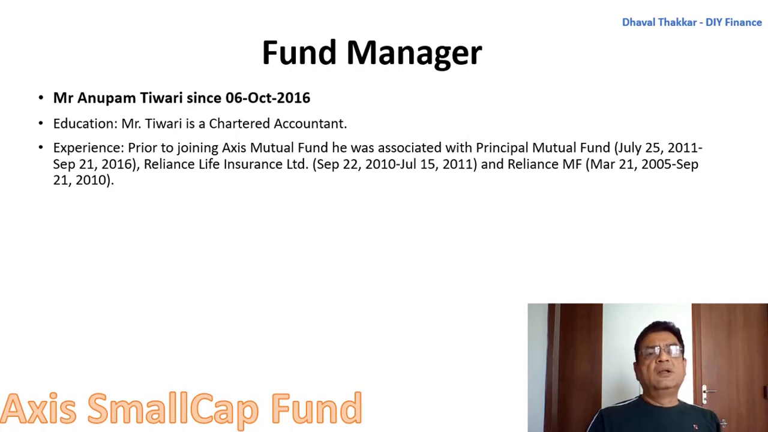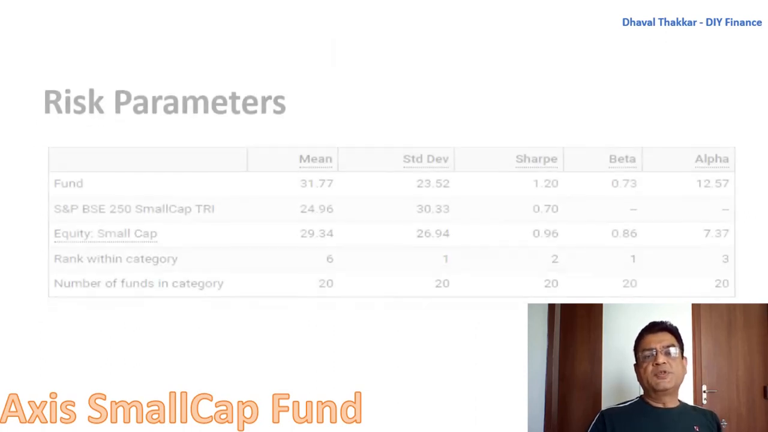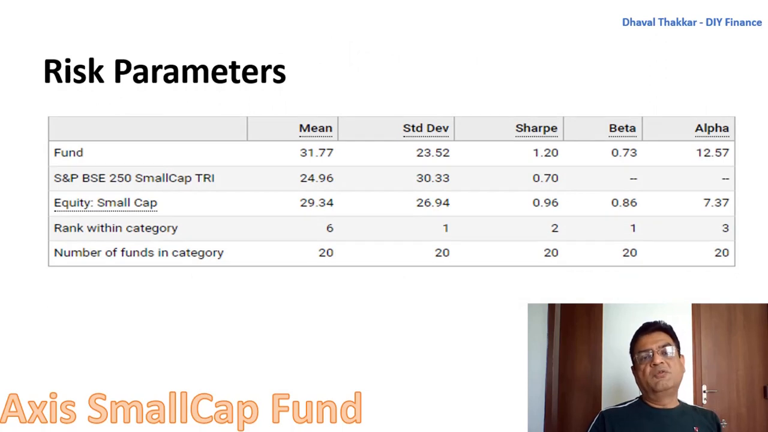Now let's see how the fund performs on risk parameters. Here we will compare the parameters with the benchmark index and the category average. The first is mean return, that is the average return in a year, which is 31.77, which is more than both the category average and the benchmark. Here the higher the value is better.